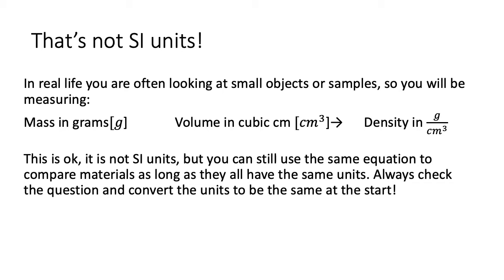So in real life, you're often looking at small objects or samples to measure density. So more likely, you will be measuring the mass in grams and the volume in cubic centimeters. When you use the same equation, you will find you get a density in grams per cubic centimetre. This is okay. It's not SI units, but it's perfectly okay to use grams per cubic centimetre as long as you are comparing the same units. So if you compare two densities, you need to make sure that they have the same units. Always check the question and convert the units to be the same at the start so you don't get confused halfway through.